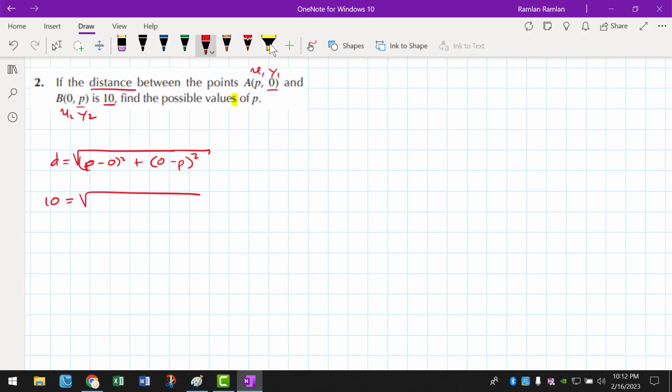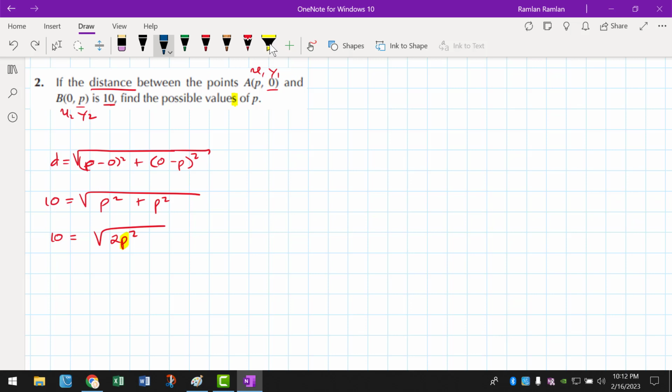And then p minus 0 is just p, so p squared is just p squared. And the same thing with this one, 0 minus p is minus p, being squared is going to be positive p squared, right? Which means that we can combine them because both of them are like terms. They'll be 2p squared. Now remember that if we want to solve this algebraic equation, we need to make the variable alone on one side of the equal sign, which means that we need to get rid of this 2 and this root over here. Okay, so let's do it from the root first.